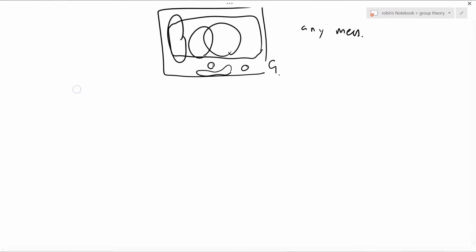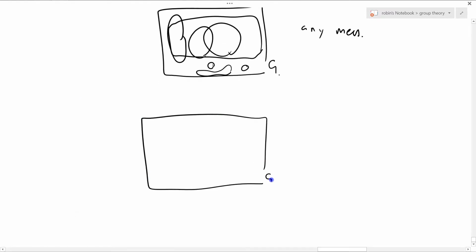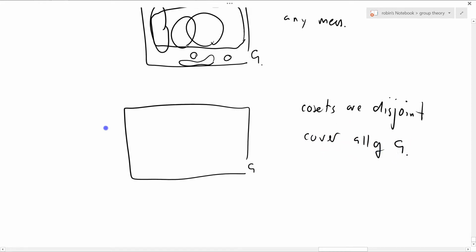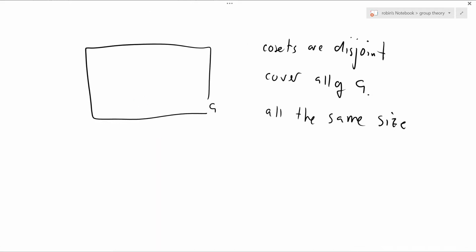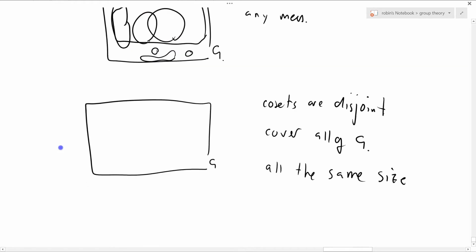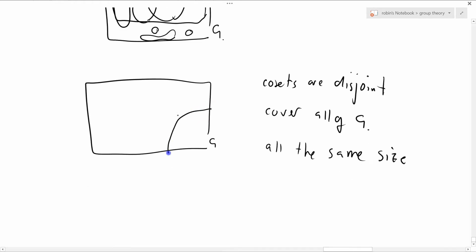But now we know something very specific. Well, we know lots of things. We know that the cosets are disjoint. We know that they cover all of G. Okay, disjoint and they cover all of G, and they're all the same size. Which is nice in the sense that there's a bijection between the two. So when we started, it was a complete mess, and now they're very, very much more regular.